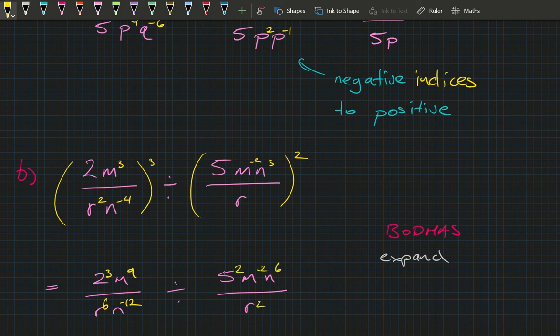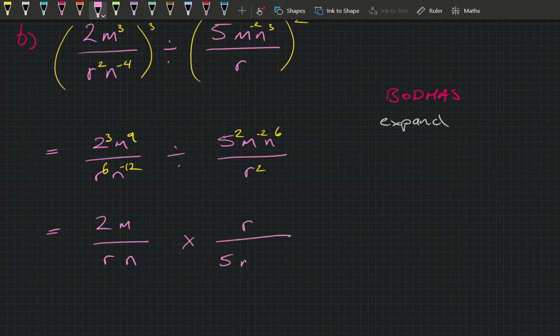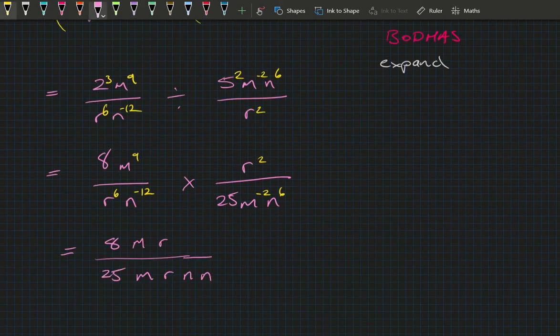All right, next step is to turn the division into a multiplication of the reciprocal. So let's quickly write that out. And let's evaluate those numerals. So 2 to the 3 is 8 and 5 squared is 25. Next, I'm going to consolidate using law 1. So r squared divided by r to the 6 leaves me an r to the 4 on the bottom.